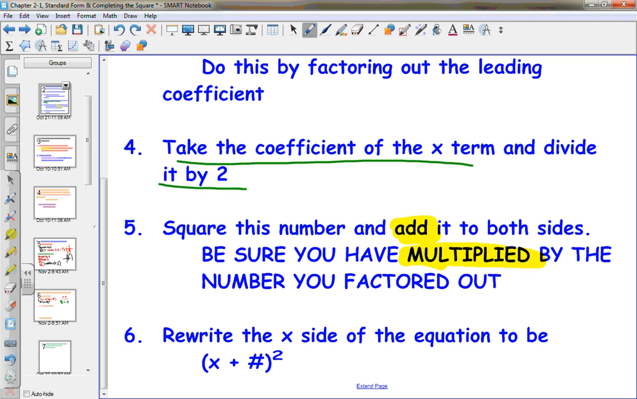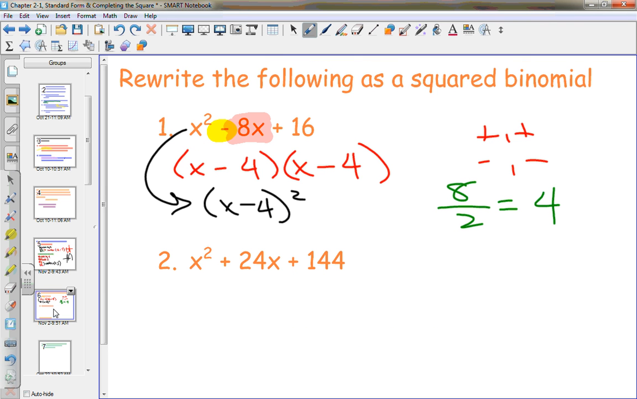What if the coefficient of x is an odd number? Yeah, that is a nasty fraction, but it still works. Okay? What this means is I take that middle sign, put my 8 divided by 2, and that's what it gets every time. So let's do the trick again.